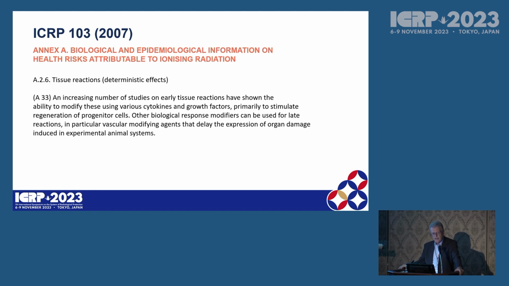About the tissue reactions then, in Annex A of these general recommendations from the year 2007, they say that an increasing number of studies on early tissue reactions have shown the ability to modify these using various cytokines and growth factors, primarily to stimulate regeneration of progenitor cells. Other biological response modifiers can be used for late reactions, in particular vascular modifying agents that delay the expression of organ damage induced in experimental animal systems.